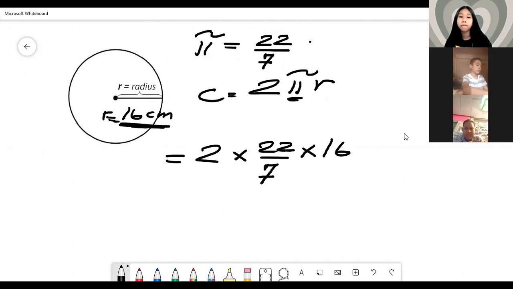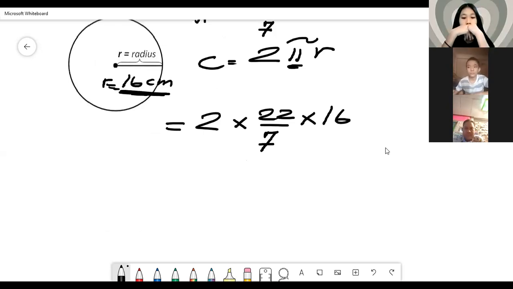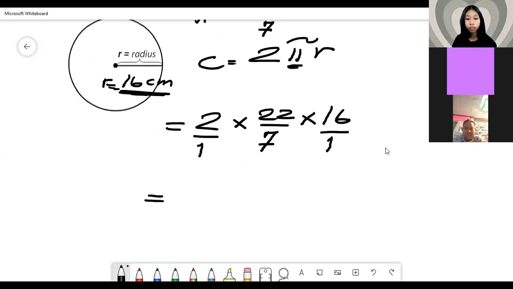Therefore, this is a fraction. What's the fraction of 2? That is 2 over 1. And 16 over 1. Now, as I have said last term, if we multiply fractions, we need to find the number that we can cut. Can 7 and 2 be cut? Can 7 and 16 be cut? No. So therefore, we will multiply them.